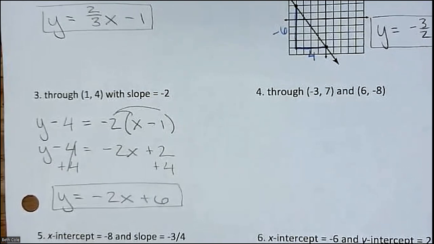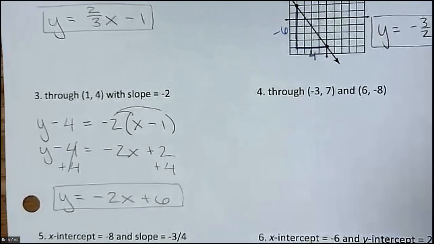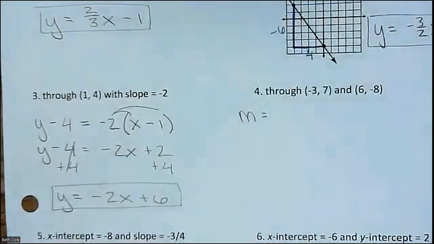This one's going to be similar, except what are we missing? It's going to be what we just did, but one extra step. What do we not have that we need? Slope. So the first thing that you're going to do is find the slope.